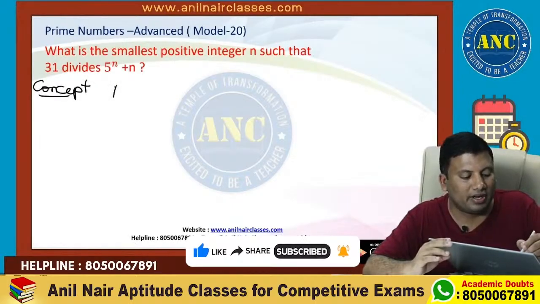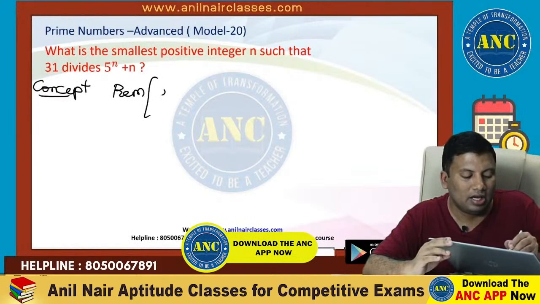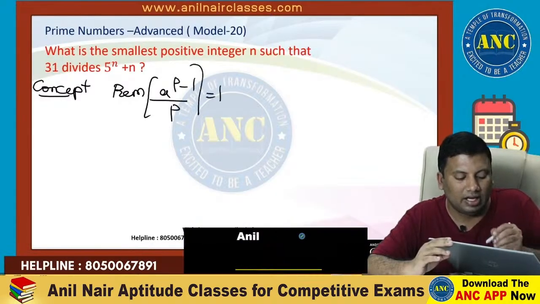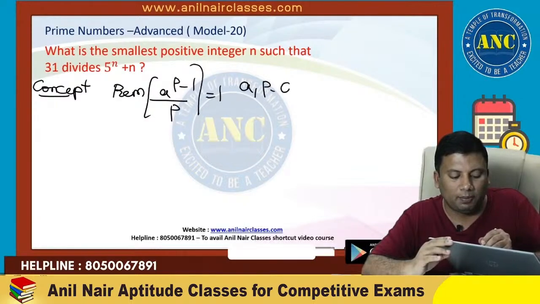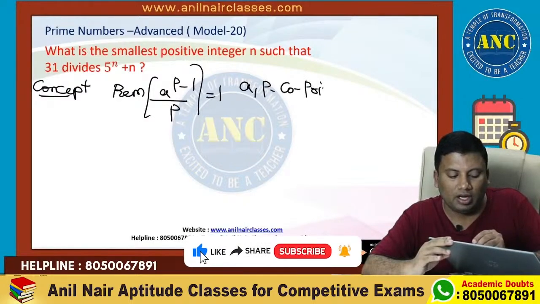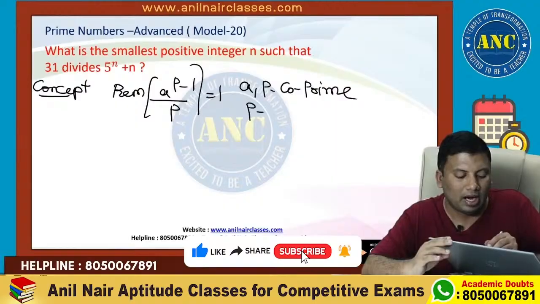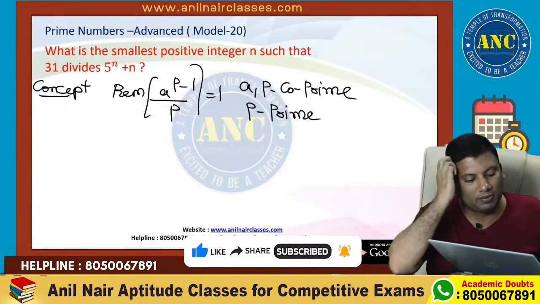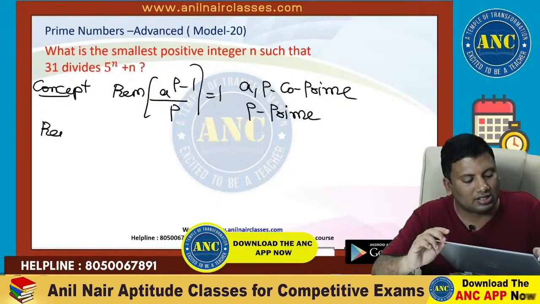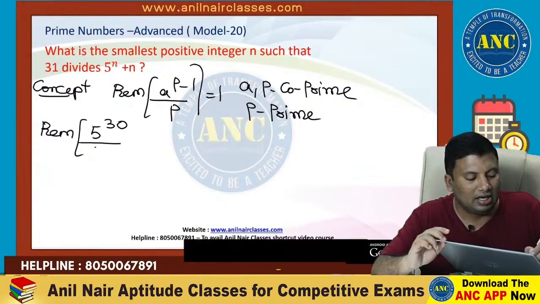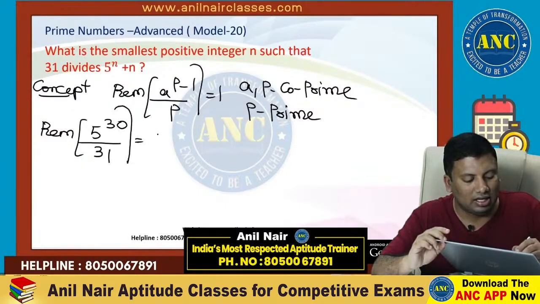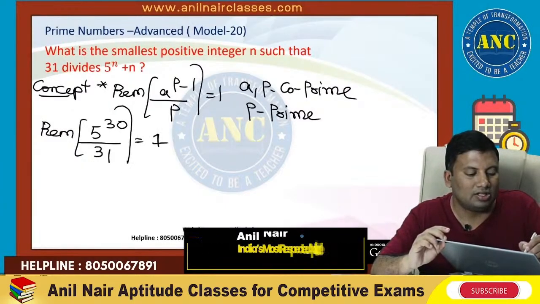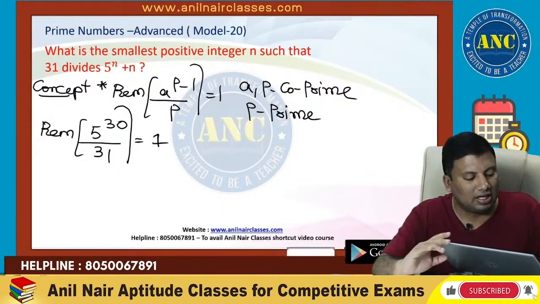Modulo 20. Fermat's theorem: the remainder of a power p minus 1 divided by p is 1 when a and p are co-prime and p is a prime number. So according to this theorem, 5 power 30 divided by 31 leaves remainder 1, since 31 is a prime number.